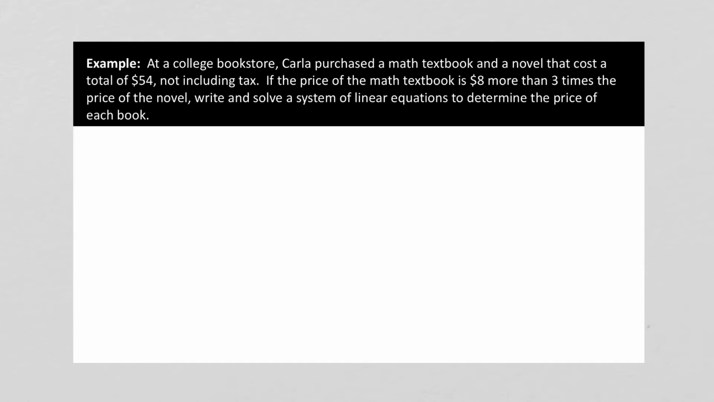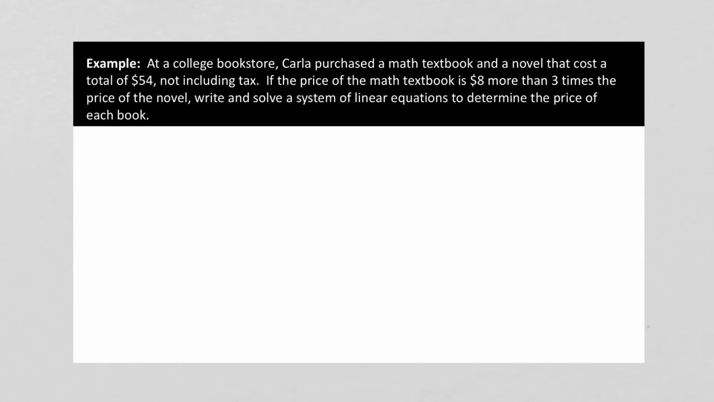So at a college bookstore, Carla purchased a math textbook and a novel that cost a total of $54, not including tax. If the price of the math textbook is 8 more than 3 times the price of the novel, write and solve a system of linear equations to determine the price of each book.